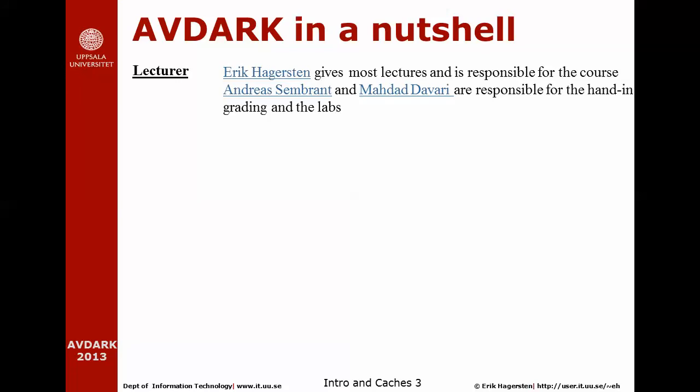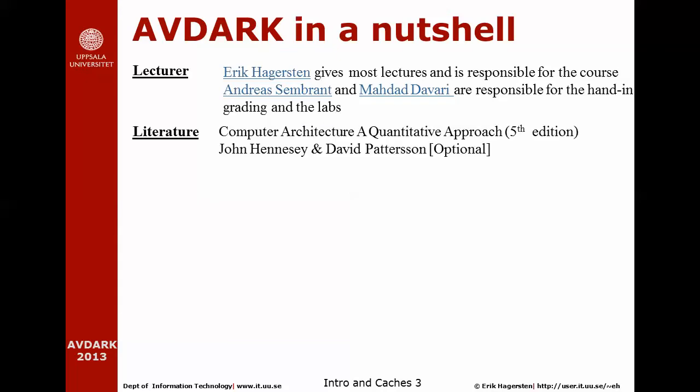In this course, I'm going to have 2 people helping me, Andreas Sembrant and Mahdad Davari. They're going to be teaching assistants, and they're going to be responsible for the hand-in assignments as well as for the labs. There is a book called Computer Architecture, A Quantitative Approach, the 5th edition, written by John Hennessy and David Patterson. It's really an excellent book. It's really needed if you would like to make this your main topic, or if you want to do really well on the exam. But just for passing this course, I regard it as optional material.